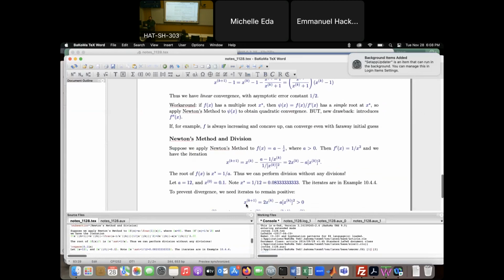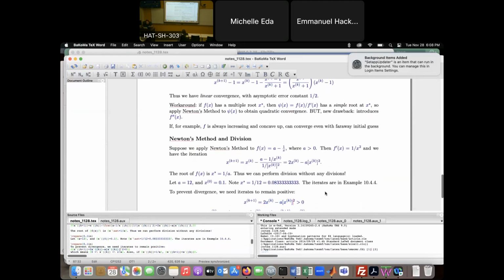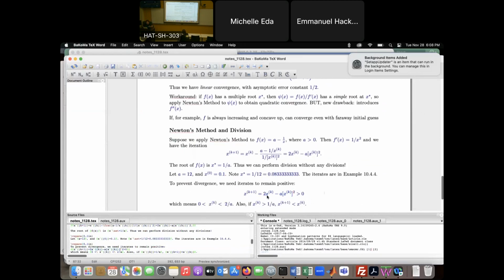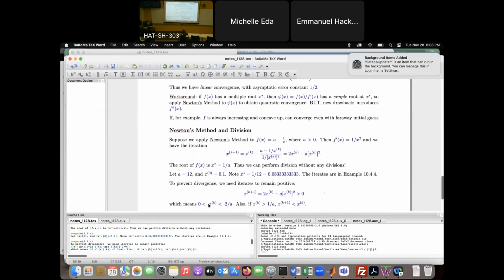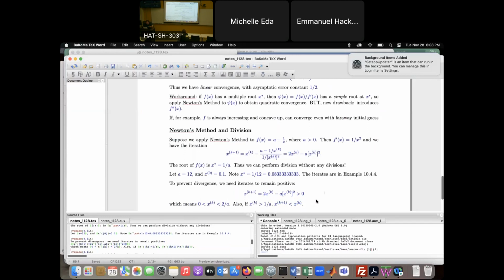So here's what I can do. I want x_{k+1}, which is given by this formula here, to be positive. So if I require this to be positive, and then simplify, I need x_k to be positive, and I also need it to be less than 2 over a. Now, if it turns out that x_k happens to also be greater than 1 over a, I will have a decreasing sequence of iterates that will converge to the root.